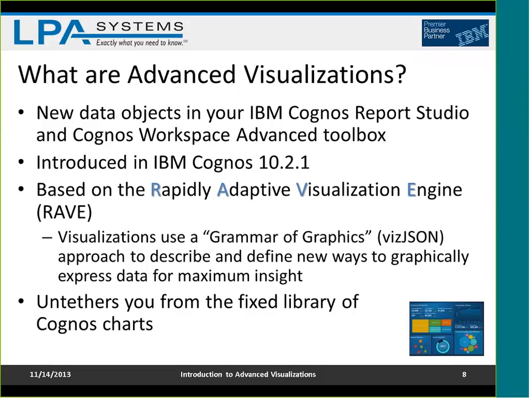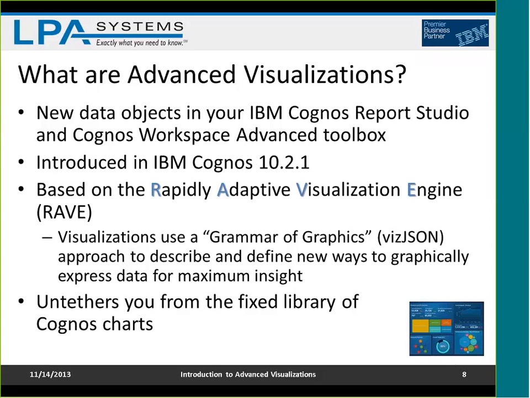The visualizations that you describe in BizJSON are actually implemented on your Cognos reports through something called the Rapidly Adaptive Visualization Engine, or RAVE. So if you hear folks talk about the RAVE engine, or if you Google the RAVE engine on IBM, what you'll get is a whole bunch of information about these visualizations. So the RAVE engine is baked into the Cognos viewer. It's baked into your active report.